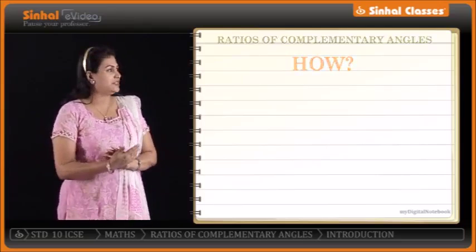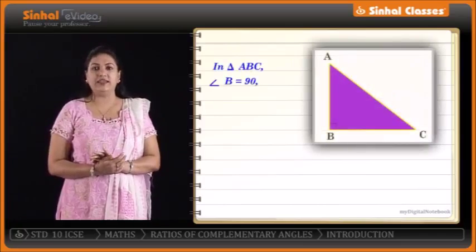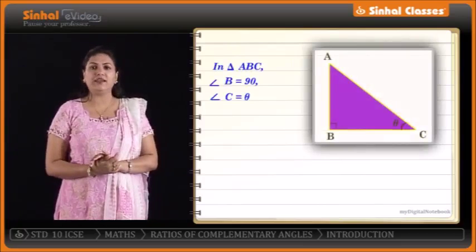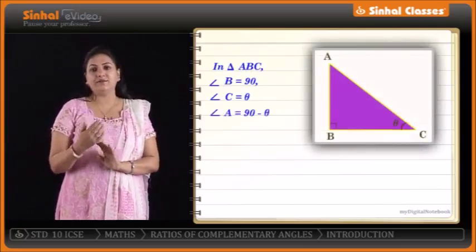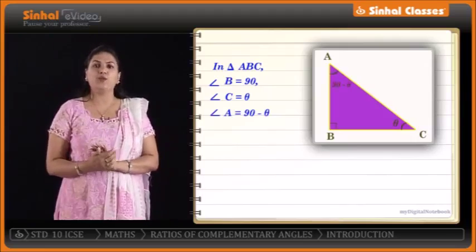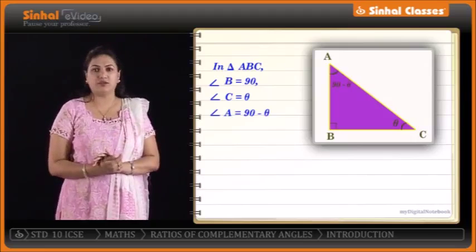For this, we take triangle ABC, right angled at B. Let angle C be theta. So what will angle A be? It will be 90 minus theta, because sum of angles of a triangle has to be 180 degrees. Now from this we find the trigonometric ratios.